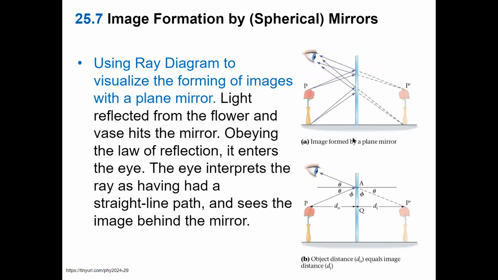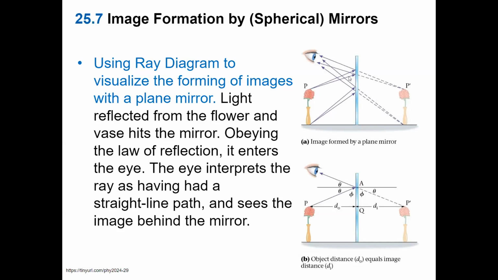So we are going to look at the images formed by mirrors. The focus will be on spherical mirrors, but let's take a look first at plane mirrors. For plane mirrors, you can use ray diagrams, which is what you use to visualize the image formed by a mirror or a lens. If you have an object here, the flower with the vase, you can take the top of the object. Then for the top of the object, you can draw 2 rays that hit the mirror here.